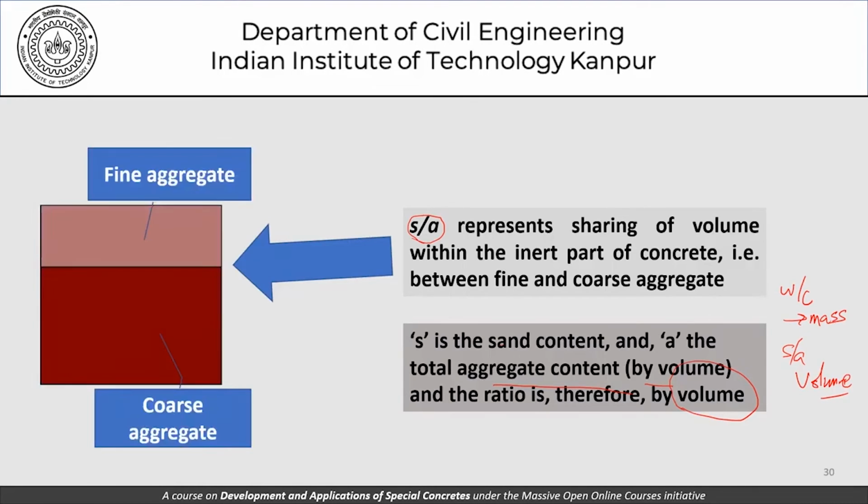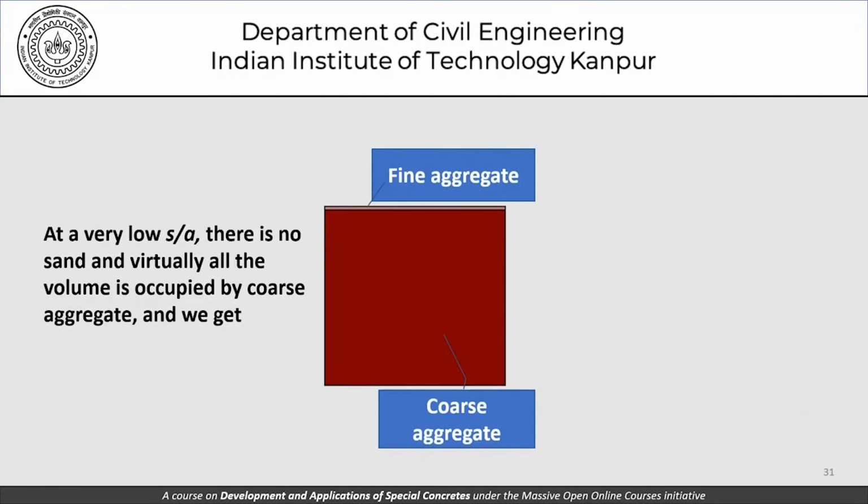What does this mean? It means that if we have a total volume of inert material shown here, this is my fine aggregate and this is my coarse aggregate. This is my S and this is the A. So S by A represents the sand fraction in the total aggregate volume. At very low values of S by A, there is virtually no sand. If the S by A is very small, you're saying that there is no sand in the concrete. All this volume is basically occupied by coarse aggregate and we get what is called no fines concrete.